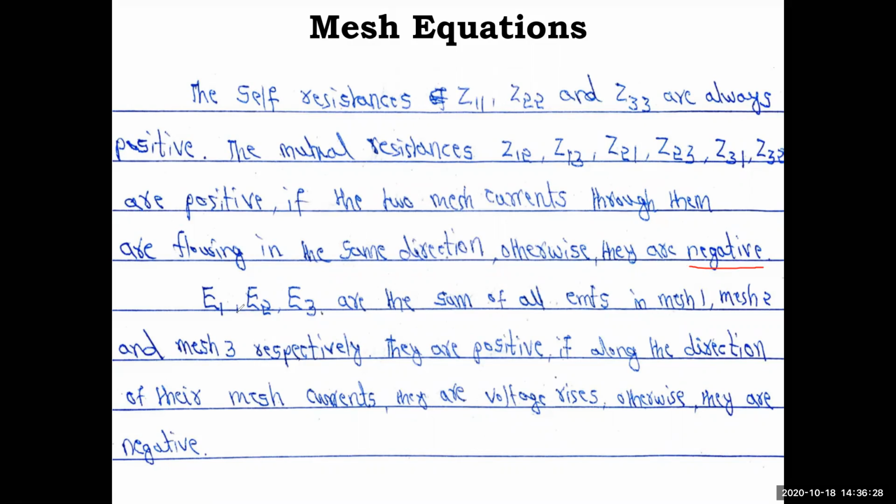Clear? Then E1, E2, E3 are the sum of all EMFs in mesh 1, mesh 2 and mesh 3 respectively. How to tell positive and negative, you may have had doubts. They are positive if along the direction of their mesh currents. If it is in the direction of the mesh currents, we will consider plus. They are voltage rises, otherwise they are negative. So it was opposite, right? In the third equation the current direction is like this, but the source was plus minus, right? So that's why it is negative. So don't worry about this, as you solve problems, it will be clear.